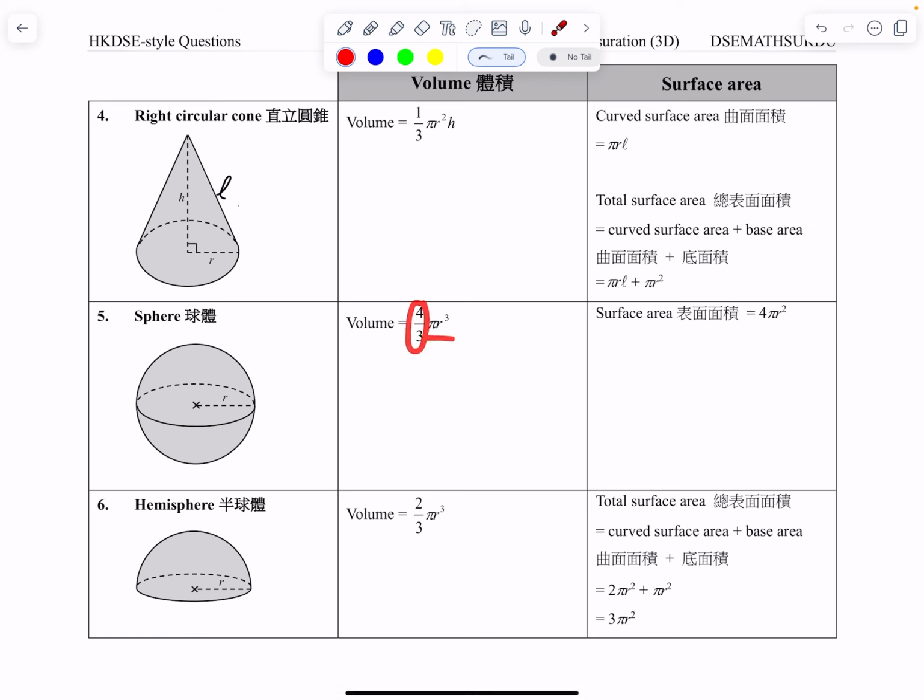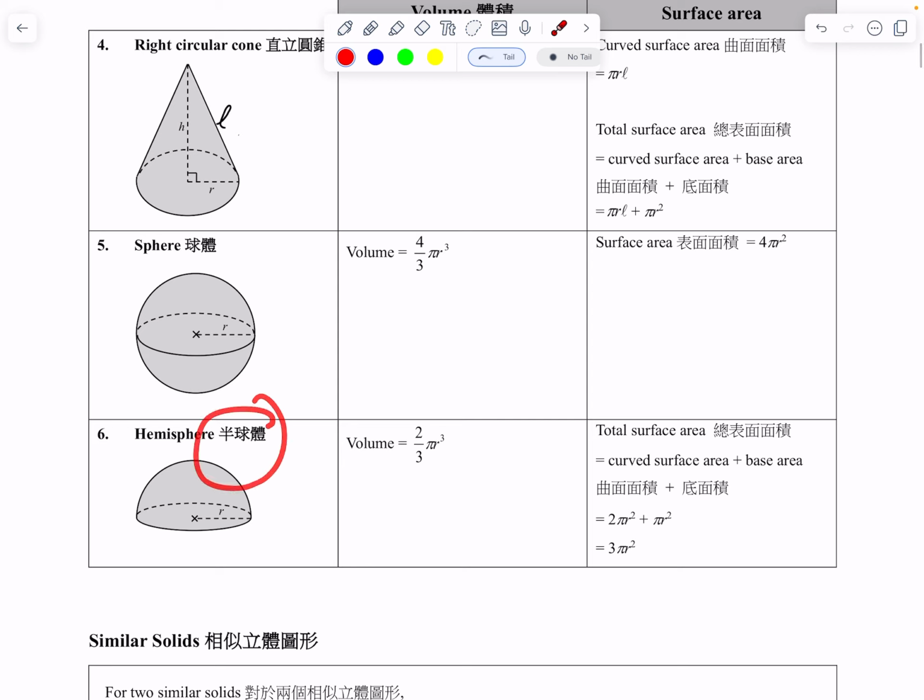4/3 pi r cubed. How about the surface area? Each circle is pi r squared. And then to just remember easily for yourself, a sphere is going in 4 different directions. Okay, so you have 4 pi r squared. Of course that's not the actual reason, but it's just for your own understanding.